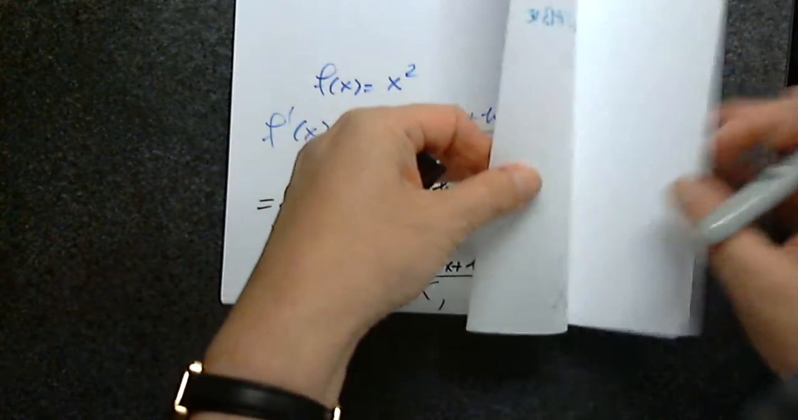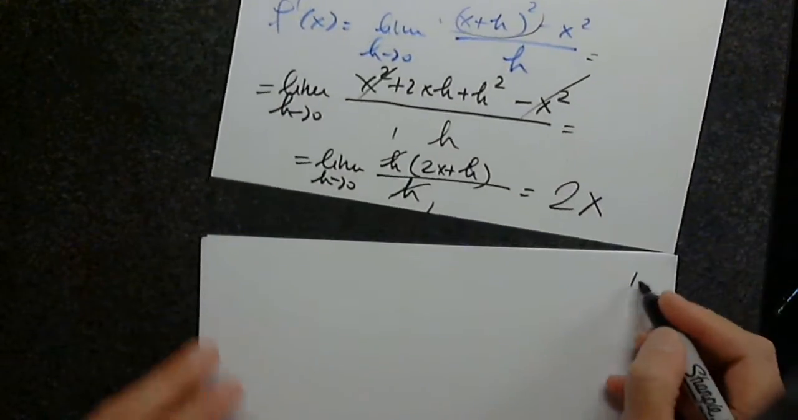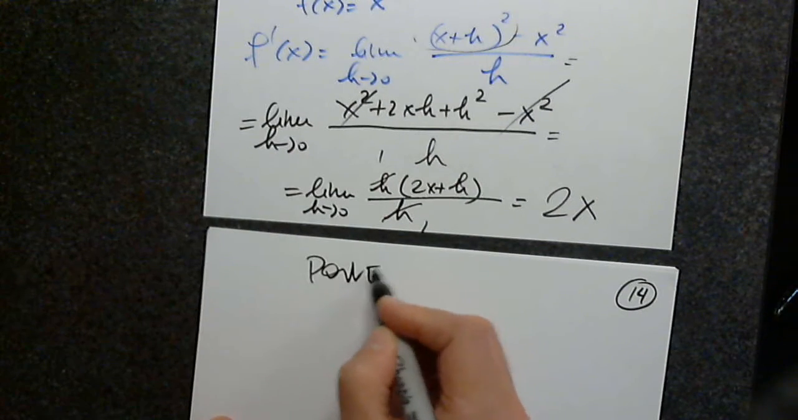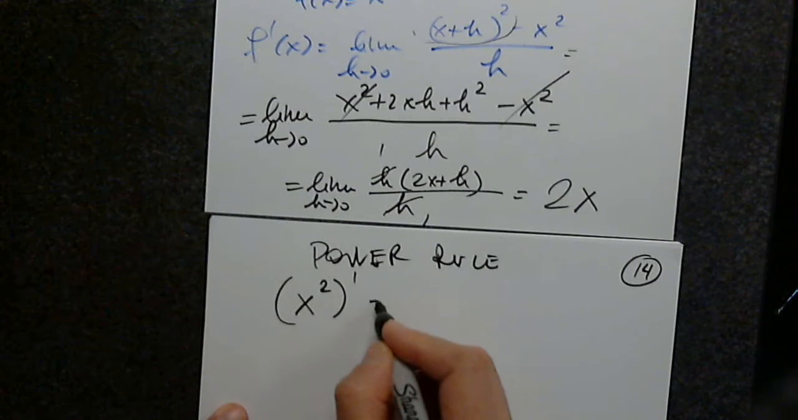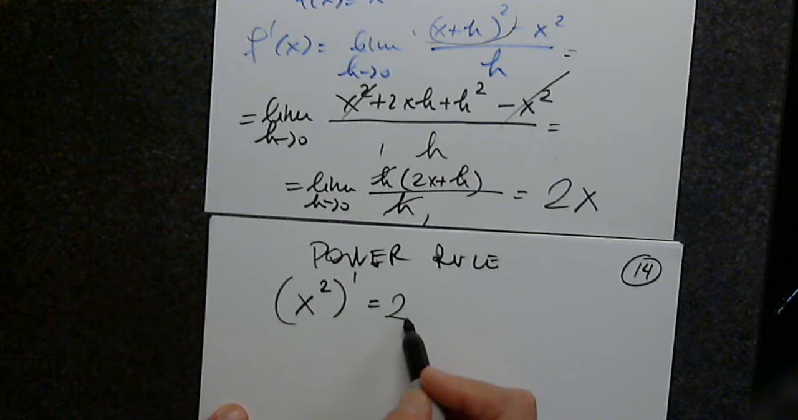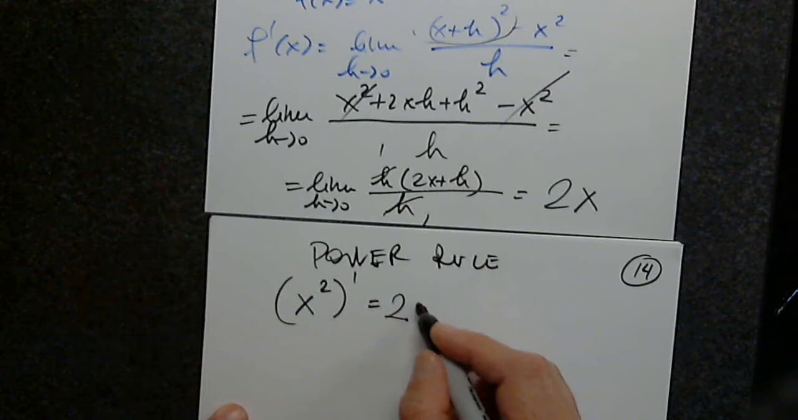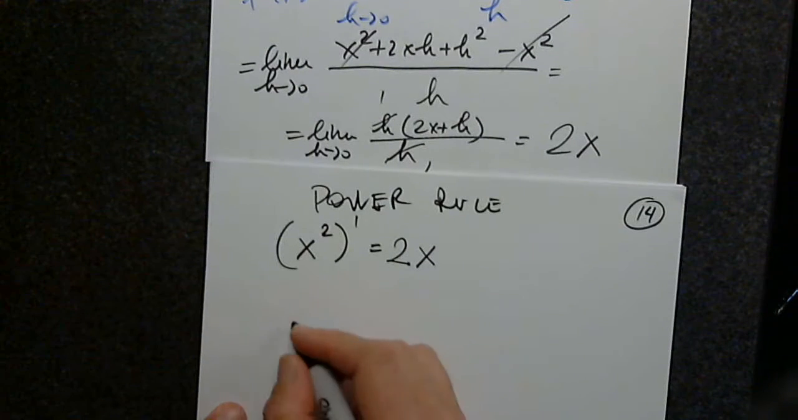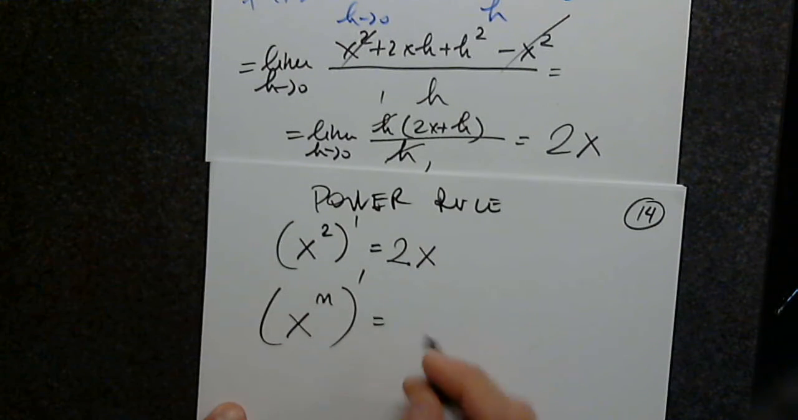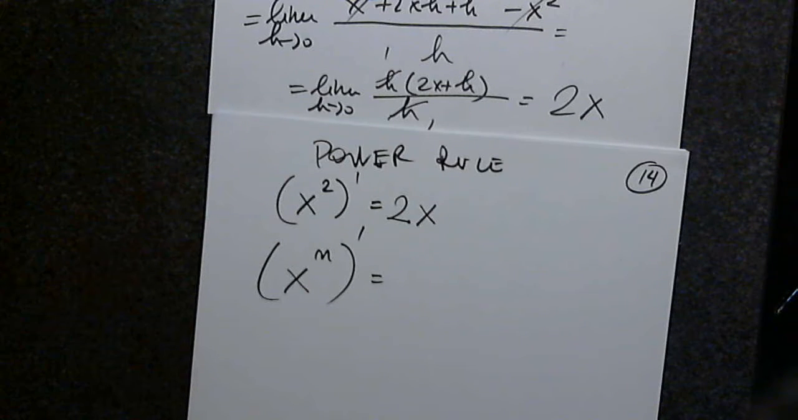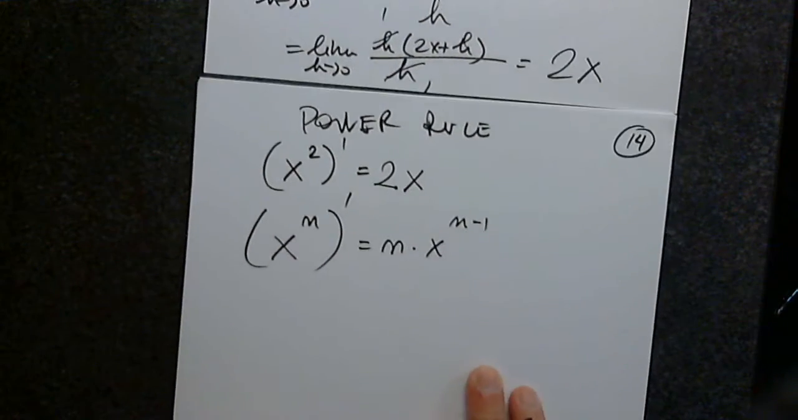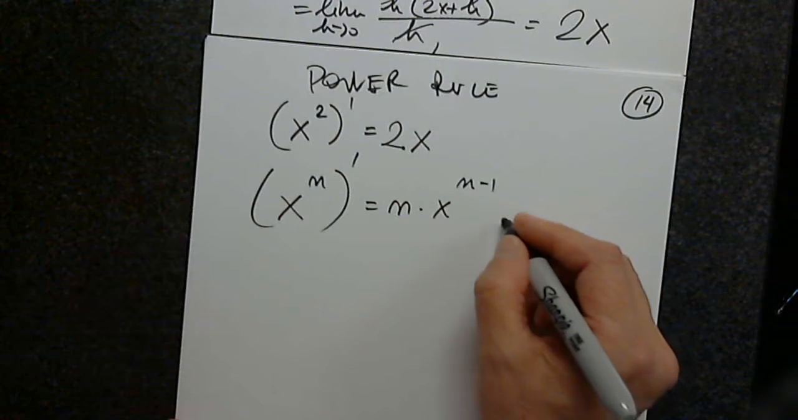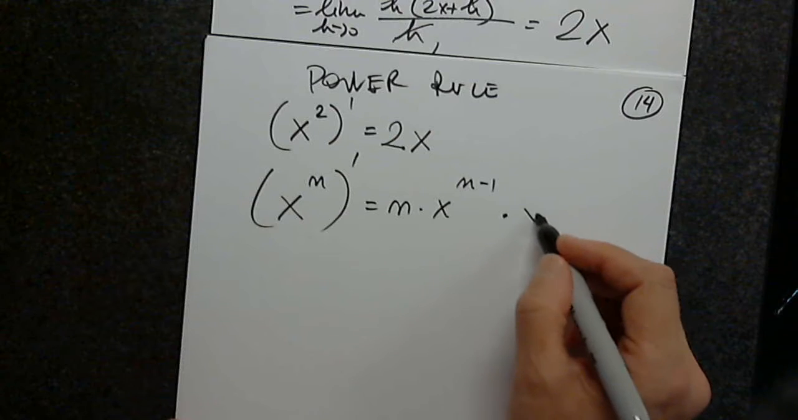So, in short, this is the power rule. So we had x squared prime. We bring down the power and we subtract 1 from it. In general, can anyone give us this rule for differentiating polynomials? This is power n. To be exact, I should multiply by the inner function prime.